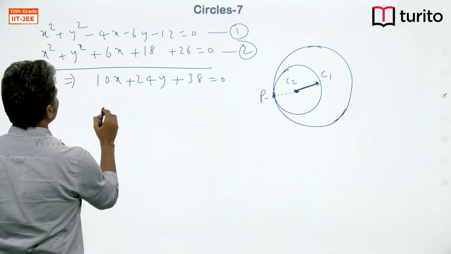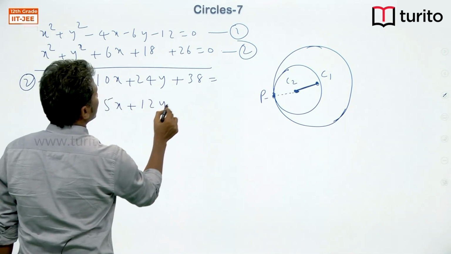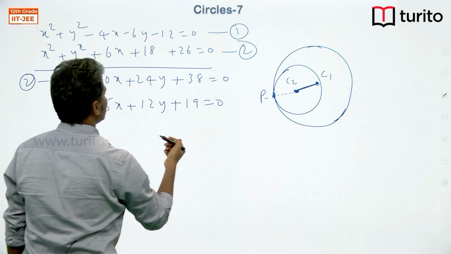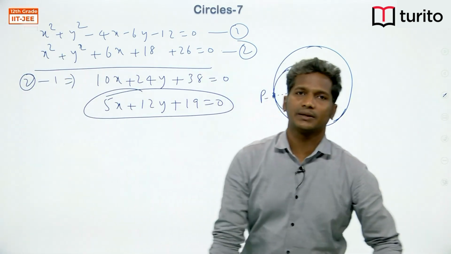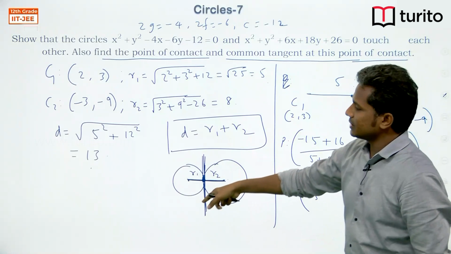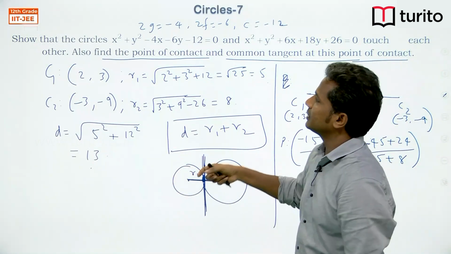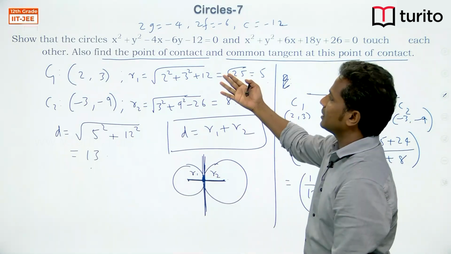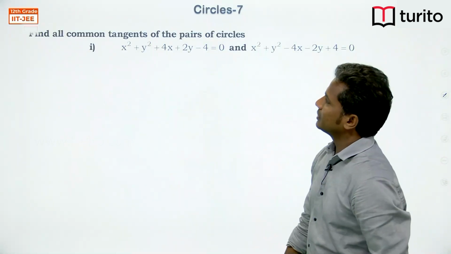So if I just simplify it, here I get 5x plus 12y plus 19 equal to 0. So this will be the equation of the required common tangent. So if they are touching and if you know the geometry, you can find the common tangent using radical axis or using the other method. But here radical axis has sufficed. Okay, we will go for another question.